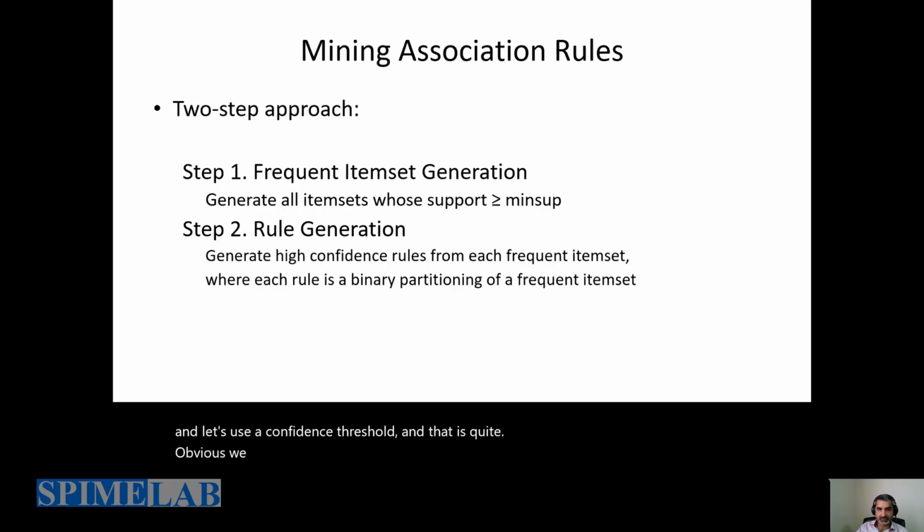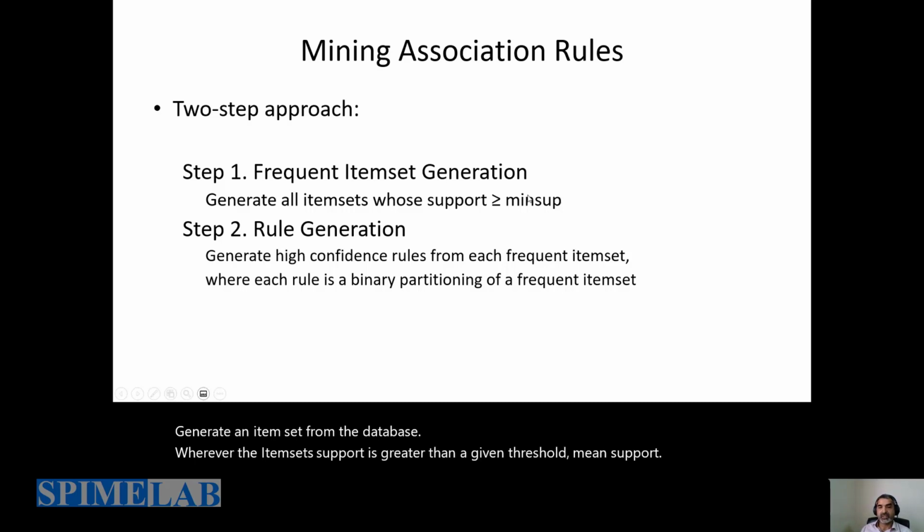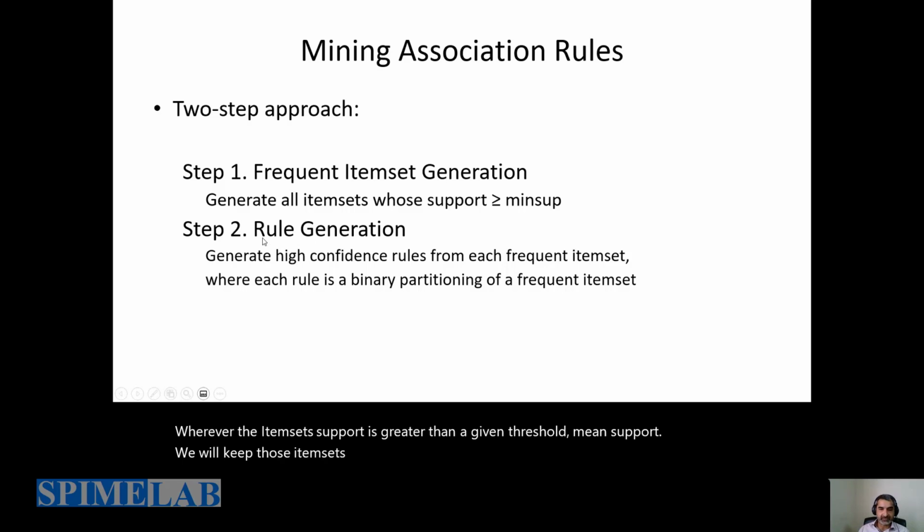We are going to use these two numbers, and there will be a two-step approach. First step, we are going to generate item sets from the database. Wherever the item set's support is greater than a given threshold, min support, we will keep those item sets, and from those item sets, we will generate some rules and keep high confidence rules from all those possible rules.